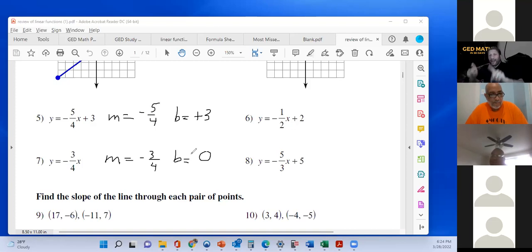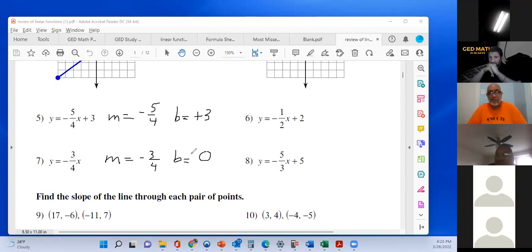So what is meant by the y-intercept? You can't use the word in the definition. What is the y-intercept? Who can tell me what the y-intercept is? It's where the line crosses the y-axis.